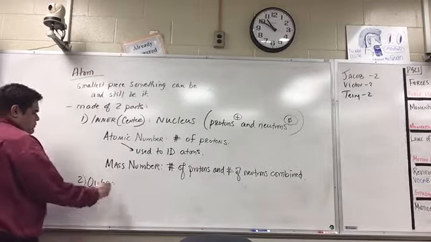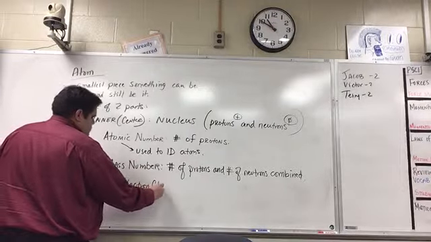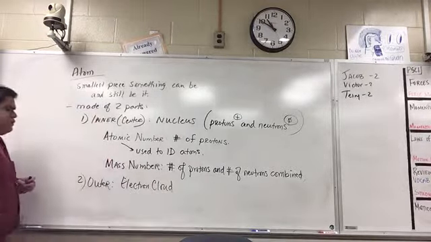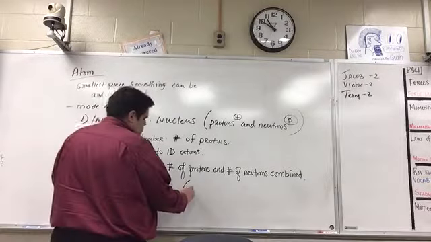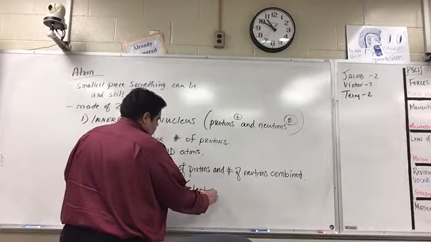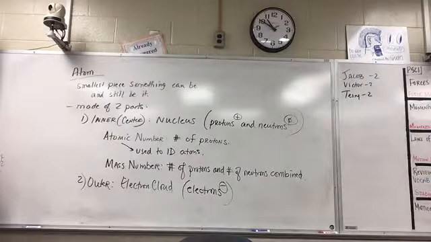The second part to the atom is the outer part. The outer part is what we call the electron cloud. The electron cloud, based on its name, is going to contain the electrons. The electrons have a negative charge.